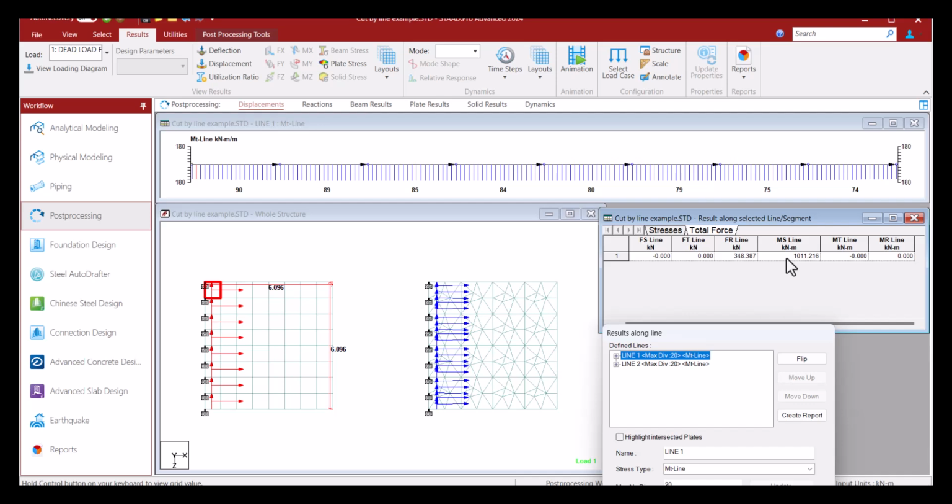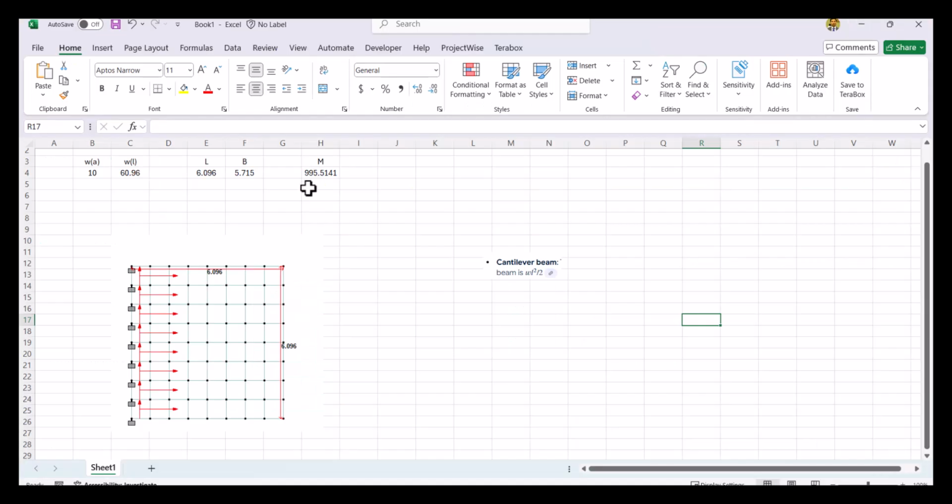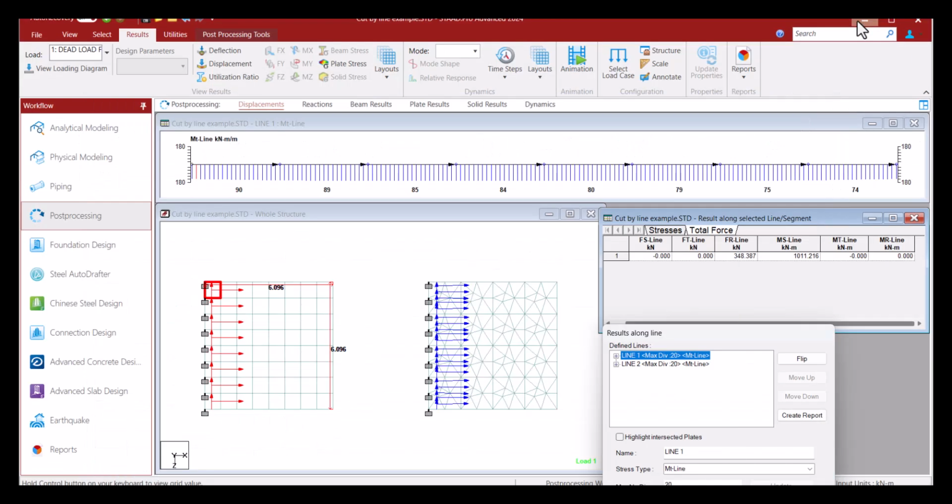So here you can see in the ms line, which is our line of interest or the force of interest, the value is around 1011.2 kilonewton meters. So it is very close to the value that we have calculated. Okay, very close to. There would be a little bit of a difference. The finer you do the meshing, the closer the value would be. Okay, so this is the first one.